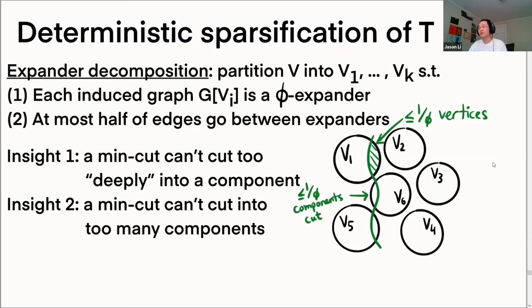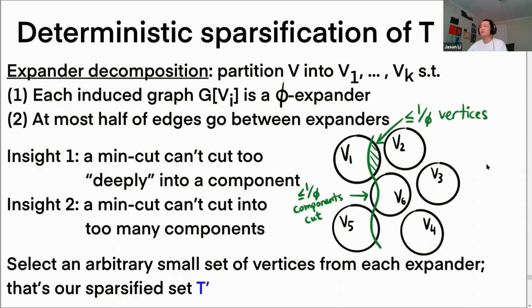So that I won't prove. That's a little more technical. But now the point is, given these two insights, the idea is going to be very simple. Take each expander and just select an arbitrary small set of vertices inside an expander. That will be our sparse set, T prime. We just select an arbitrary set of vertices in each expander.